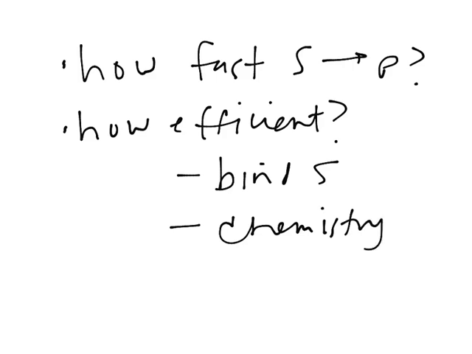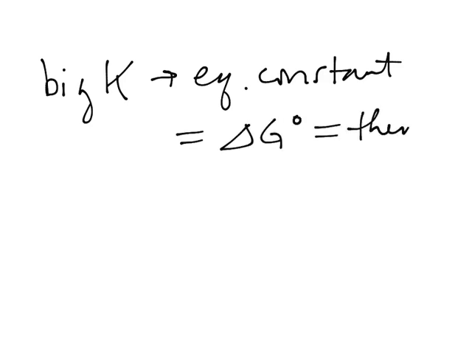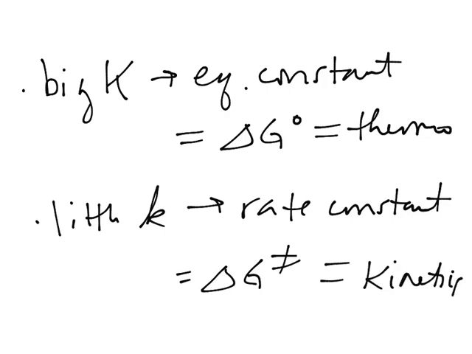So as we do this, we're going to come across lots of Ks. So it's important to remember, if we're talking about big K, we're talking about equilibrium constants, which means we're talking about delta G, which means we're talking about thermodynamics. If we're talking instead about little k's, then we're talking about rate constants. Those are related to delta G double dagger, the activation energy, which means we're talking about the kinetics of the reaction. So it's really important to keep those two things separate.